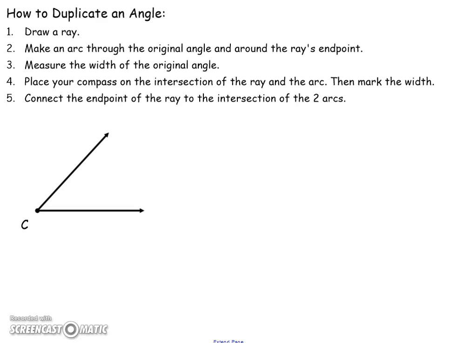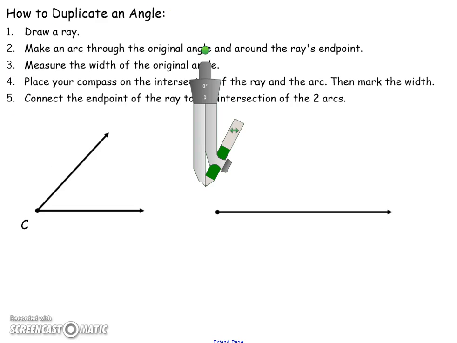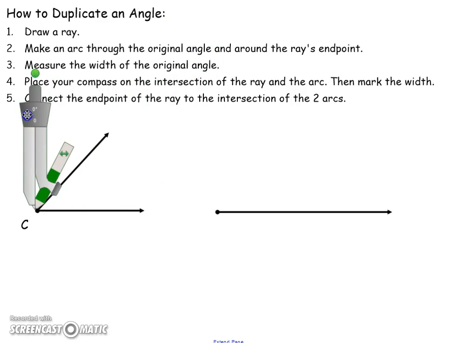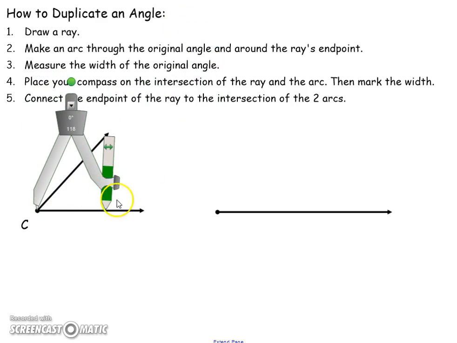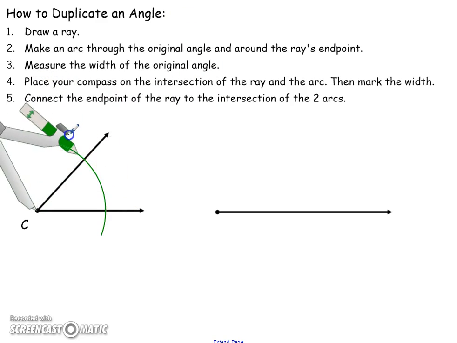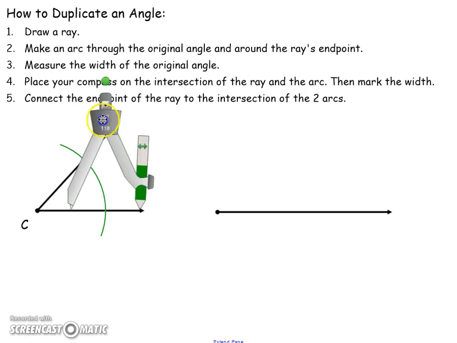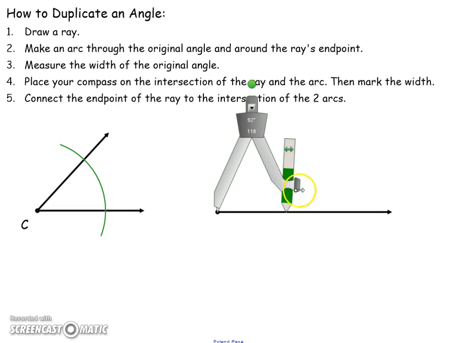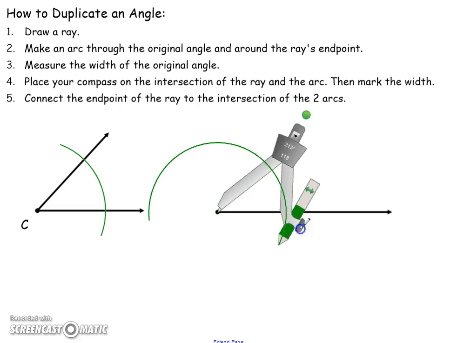The next one I'm going to demonstrate is how to duplicate an angle, and again you want to start with a ray. We're going to take our compass and place it in the corner, or the vertex, of the given angle, and you get to decide how big you want the arc, but it needs to touch both sides of the angle. I'm going to take that same measurement over here and make an extra large arc just so I have enough room.